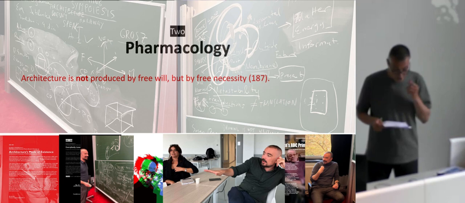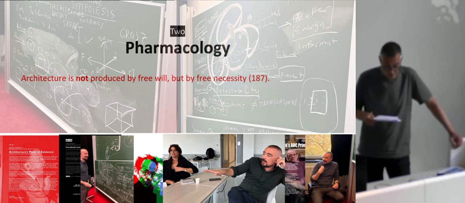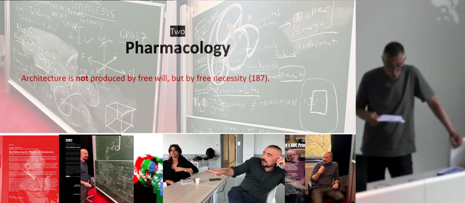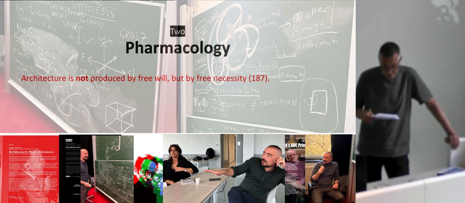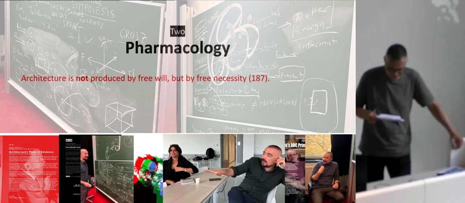So the crucial point, tirelessly emphasized by Kousoulas, this point cannot be overstated. An ecologically viable approach necessitates an accompanying ethology as an art of dosages that transcends simplistic notions of good and evil. Architecture is not produced by free will, he says on page 187, but by free necessity. Again, you actually do this.